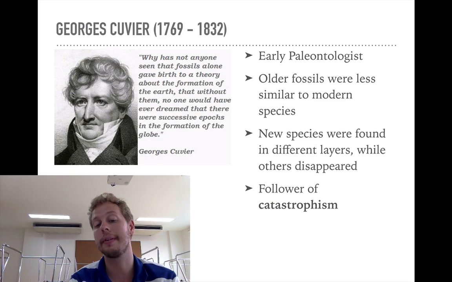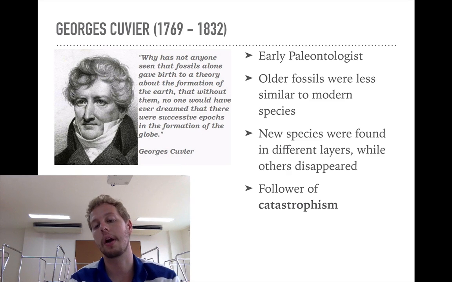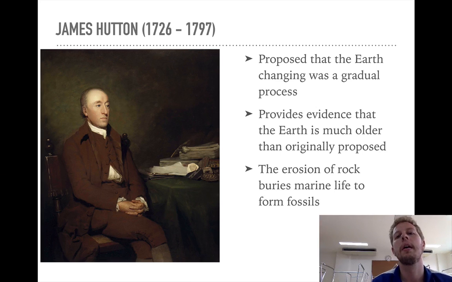Catastrophism, we know now, is not correct, but it was an important influence on the work of Charles Darwin and what he set out to prove: that evolution really is true, and that as a theory, it supports the evidence of what we see as scientists.